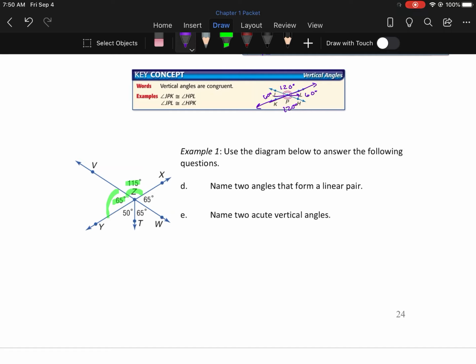I'm going to do angle XZV, because remember, when we name an angle, the vertex always has to be in the middle, and angle VZY. All right, that's one answer, but there are many.